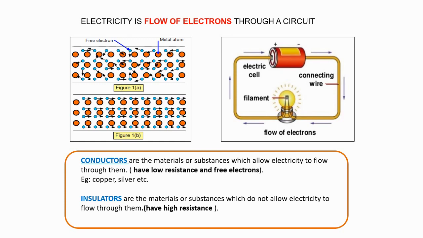Moving on with insulators. Insulators are opposite to conductors, and they are the materials which do not allow electricity to flow through them. That means they have high resistance, that is, they will obstruct the flow of electricity. And examples of insulators are plastic and wood.